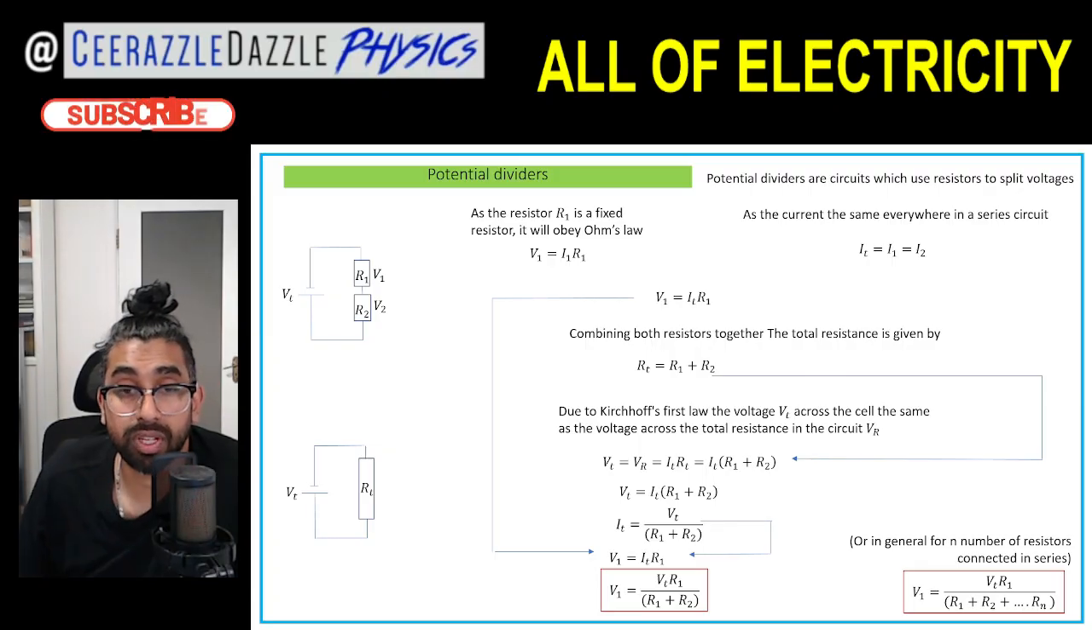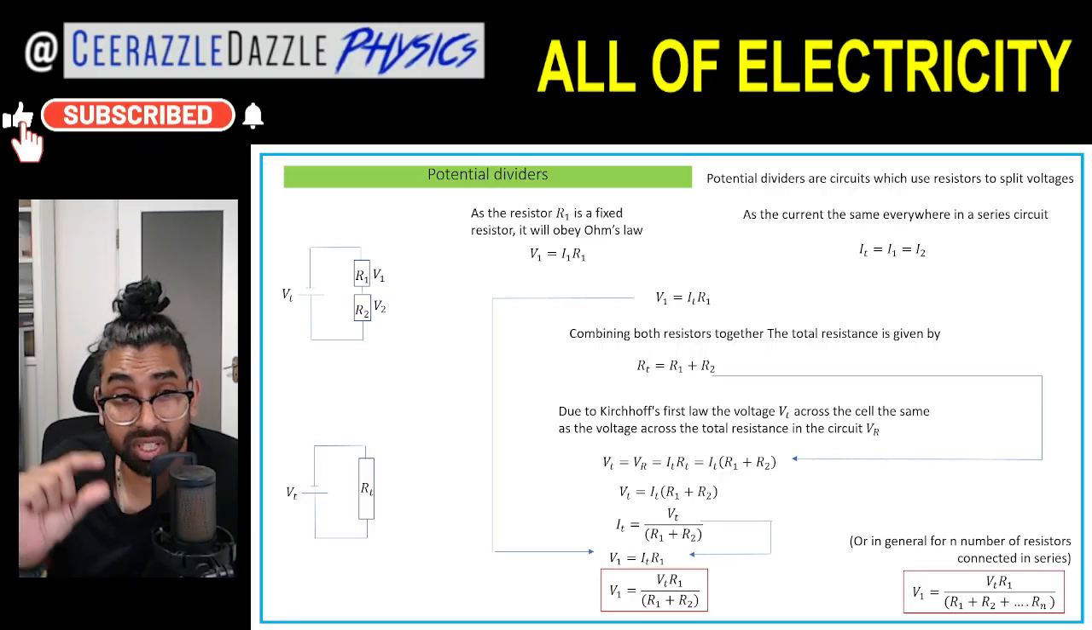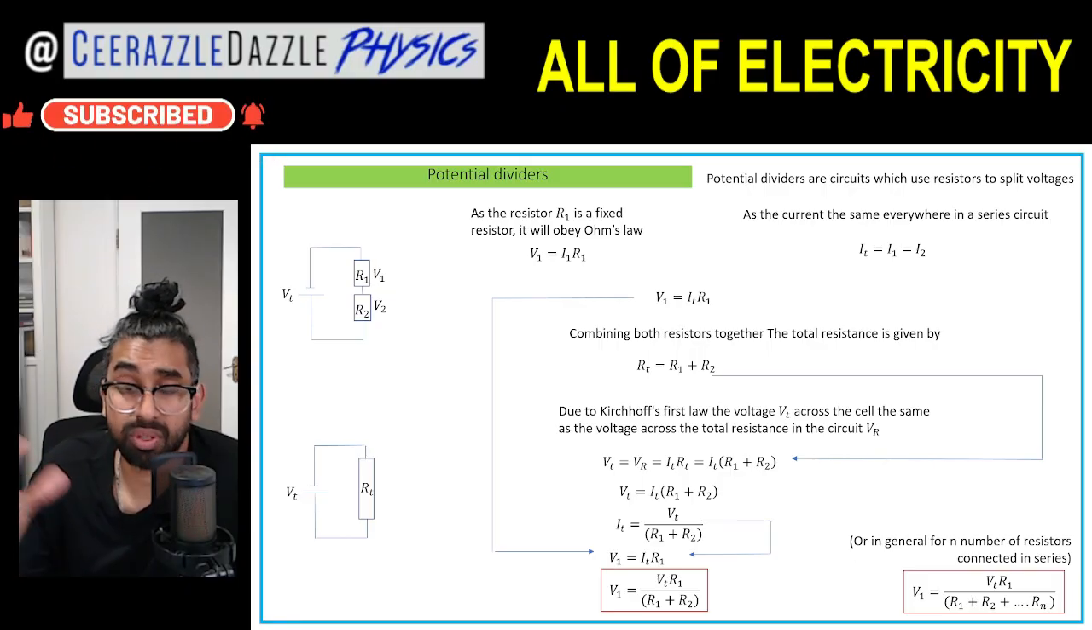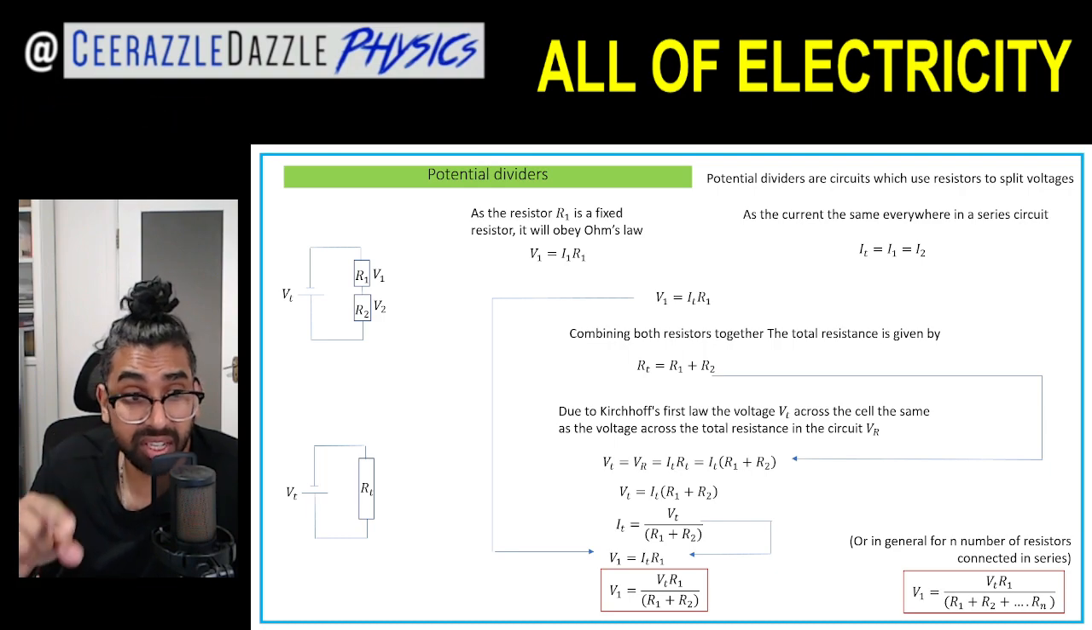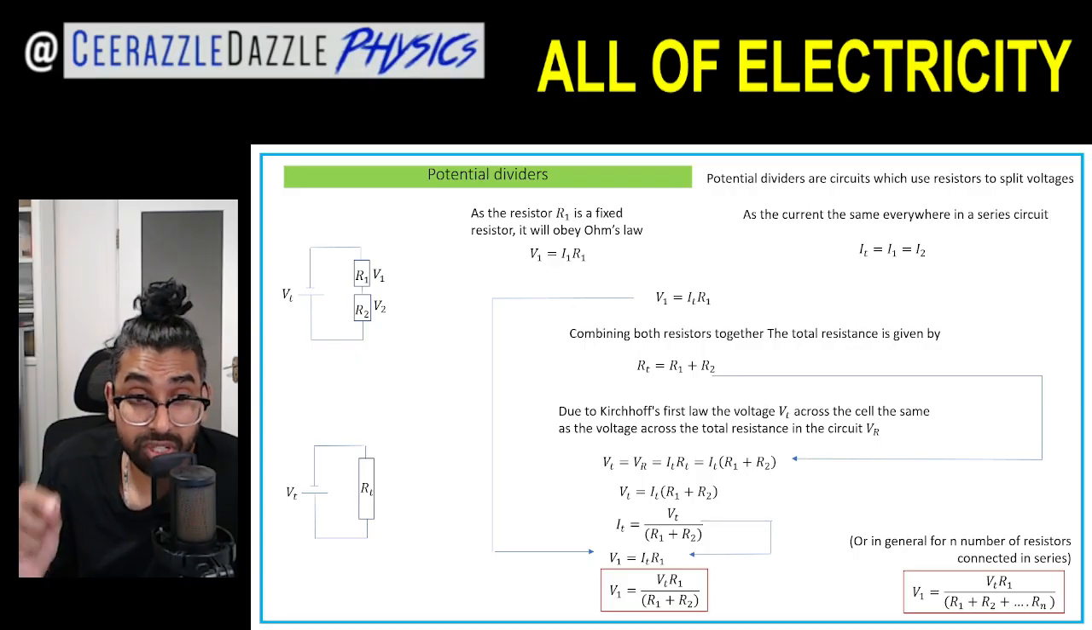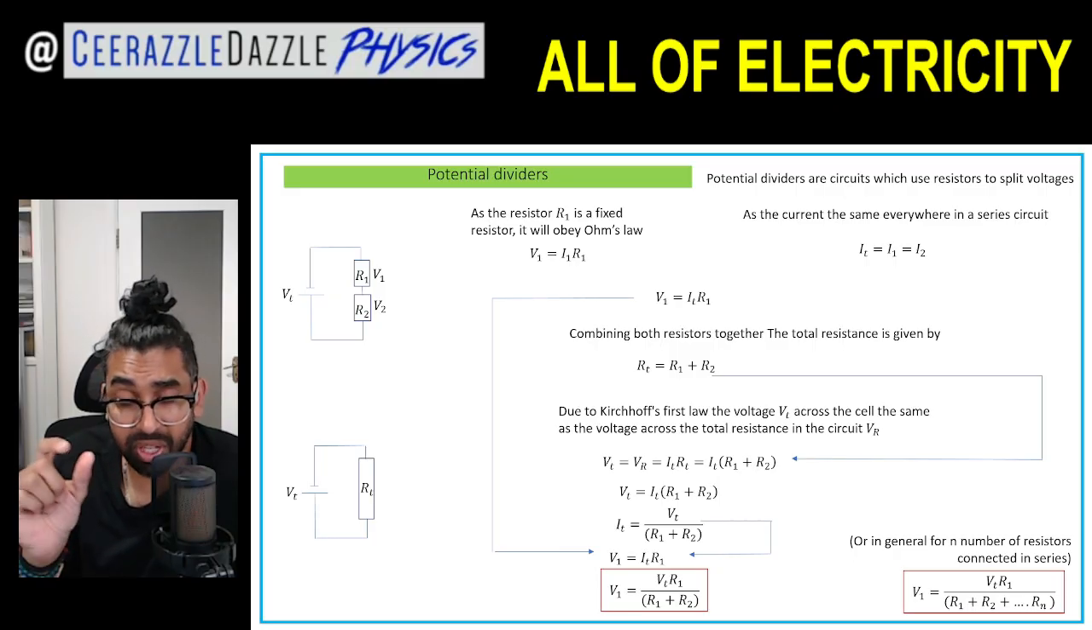Due to Kirchhoff's first law, the voltage VT across the cell is going to be equal to the voltage across the combined resistance RT, the resistance in total. They're both going to be the same. So we already know that the voltage across the terminal, VT, is equal to IT, the current going through the terminal, times RT, the resistance in total. Yes, make sure you're happy with that.